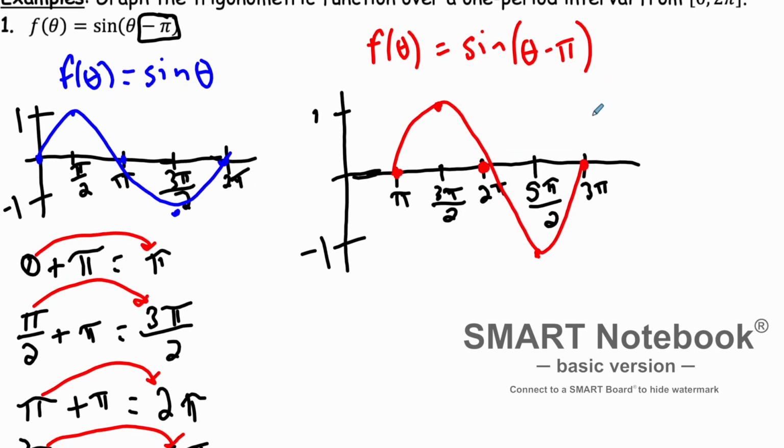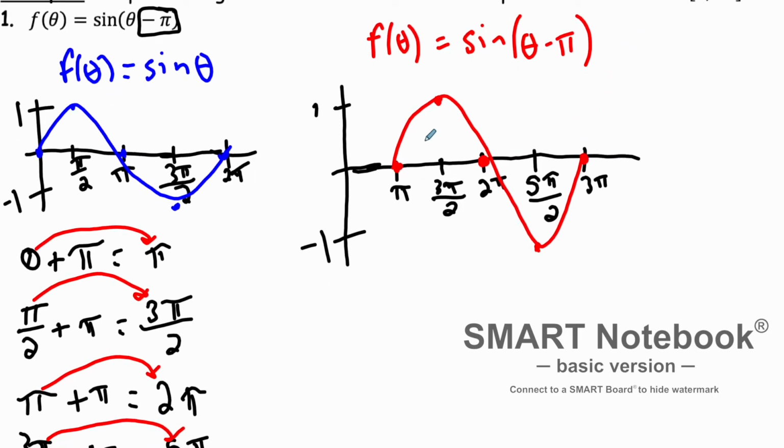There's your new graph. So what we're doing here, you can see what's happening. The graph is just basically sliding over to the right pi units. And again, just like when we did the other ones, the minus means it's going to move it to the right. A plus means move it to the left. And you'll see that here in our next example. So this red graph is your final answer.